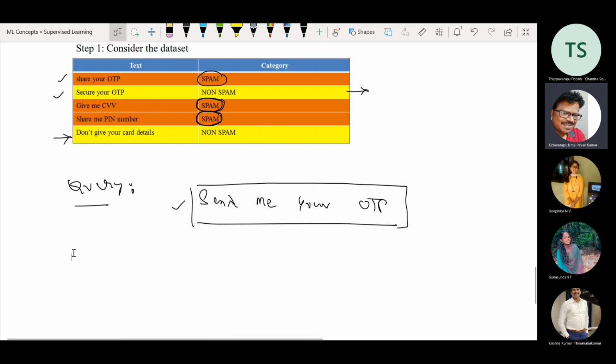We can analyze it in such a way that we count whatever words I have. Here "share" appeared one time, "your", "OTP", "secure" is another, and so on, giving a total of about 18 words.